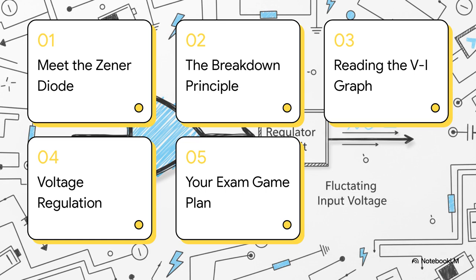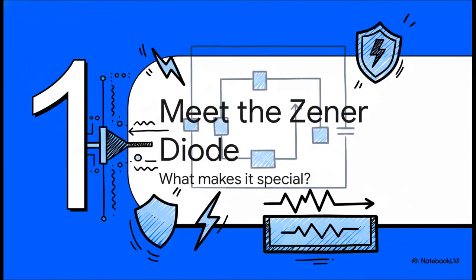Okay, so here's our game plan. First, we're going to figure out what exactly makes this diode so special. Then we'll dive into the physics behind its superpower, something called the breakdown principle. After that, we'll see how to actually visualize its behavior, understand its most critical job as a voltage regulator, and finally, I'll give you the perfect game plan to ace any exam question on this topic. All right, let's kick things off.